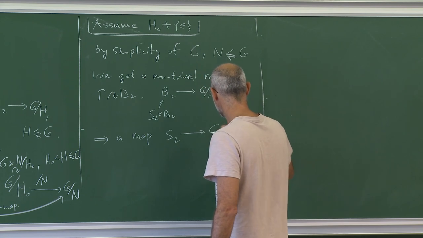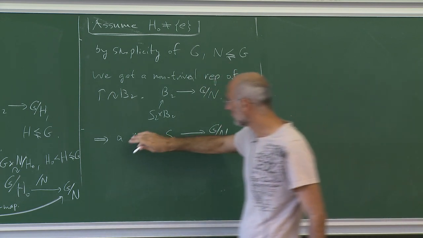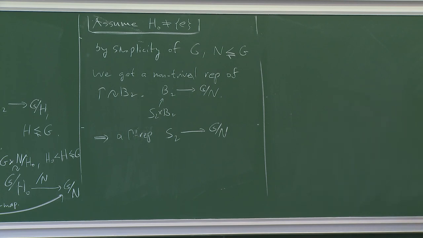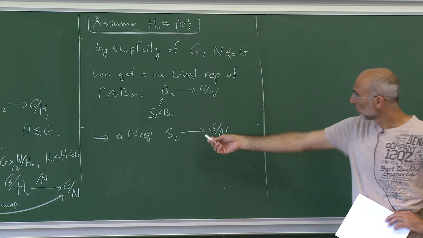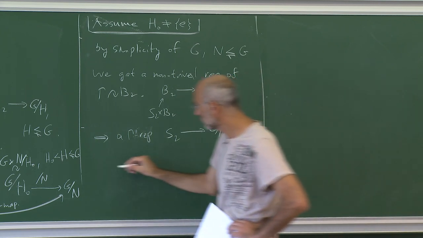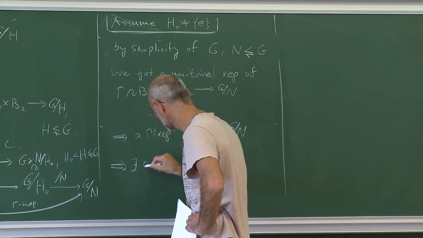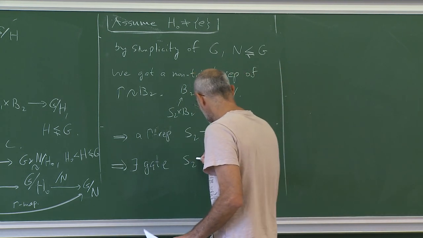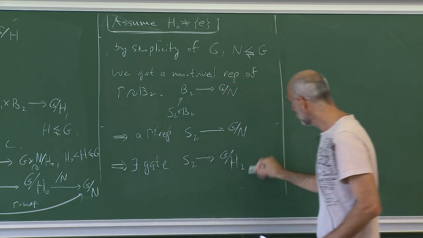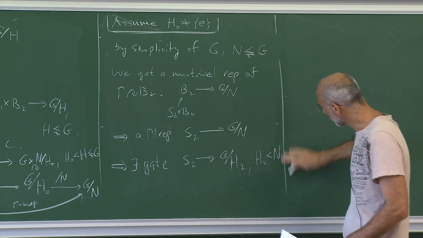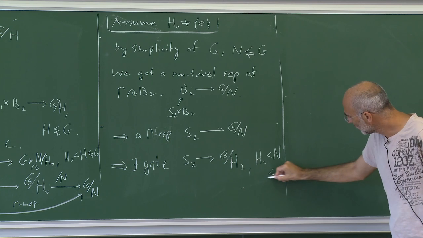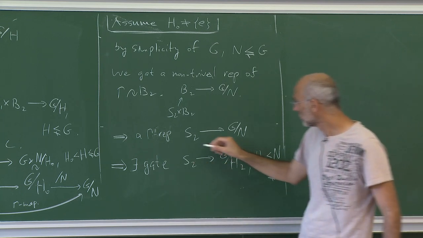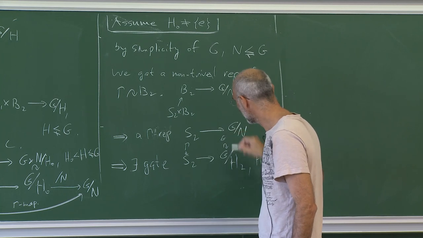S2 to G mod N, a gamma rep. So we have a map S2 to G mod N, and we take a gate, which I denoted by G mod H2, where H2 is some smaller subgroup than N, which by itself is smaller than G. So we get a non-trivial representation of S2 as a gamma space. So now we have a gamma action here and G action here.